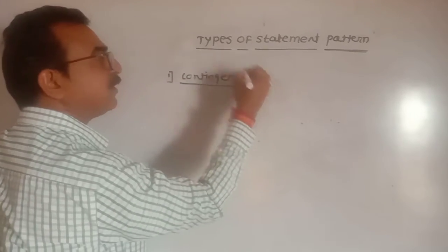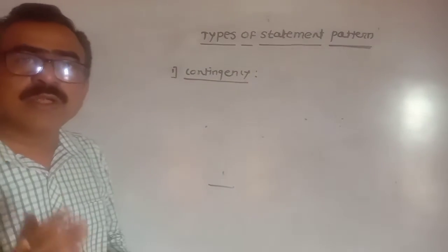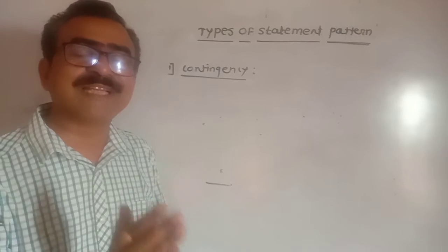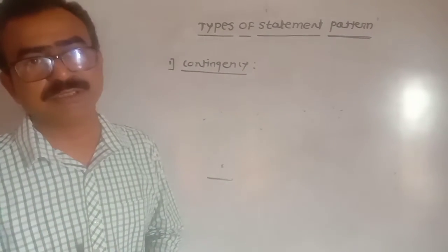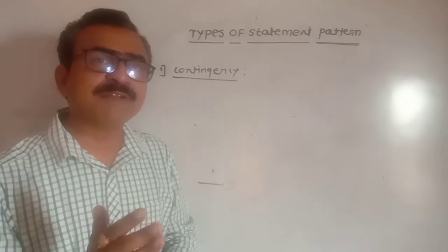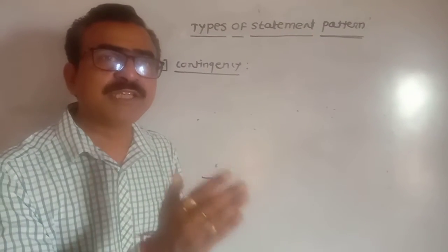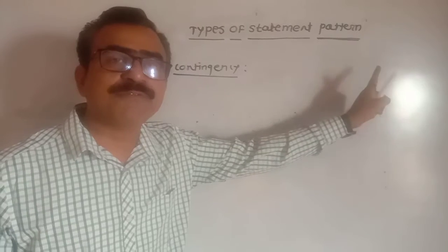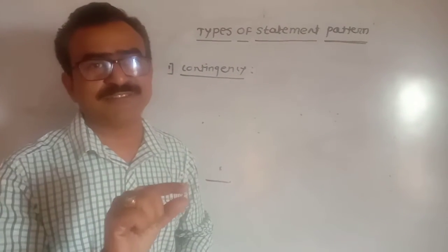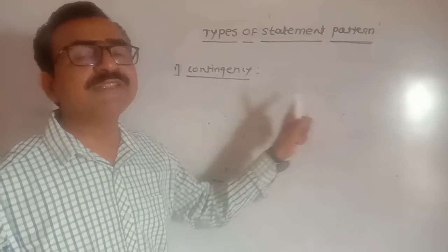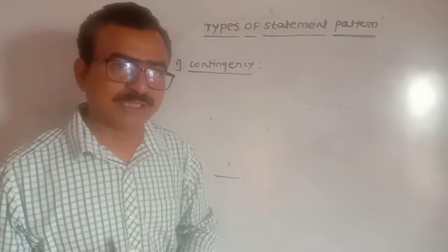Okay, now let us learn one another connective, that is contingency. According to the definition, contingency means a statement pattern which is neither a tautology nor a contradiction. In simple words, if the last column of the truth table of the given statement pattern has mixed entries, then the given statement pattern is called a contingency.